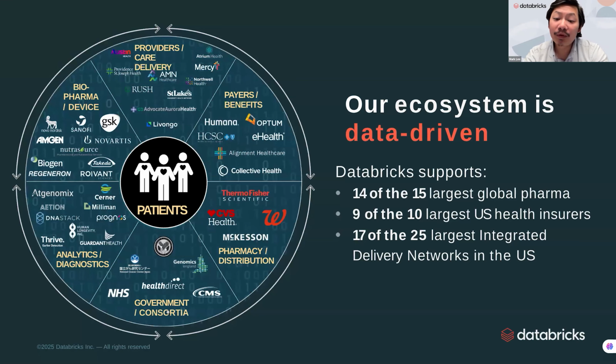And the thing about it is, as we're building out this technology, we're keeping a very strong eye on the healthcare and life sciences industry itself. And that's because we know this particular ecosystem is going to be and is already data-driven. So we've worked with many different companies across this entire vertical. We support 14 of the 15 largest global pharma, 9 of the 10 largest US health insurers, and 17 of the 25 largest integrated delivery networks within the United States.